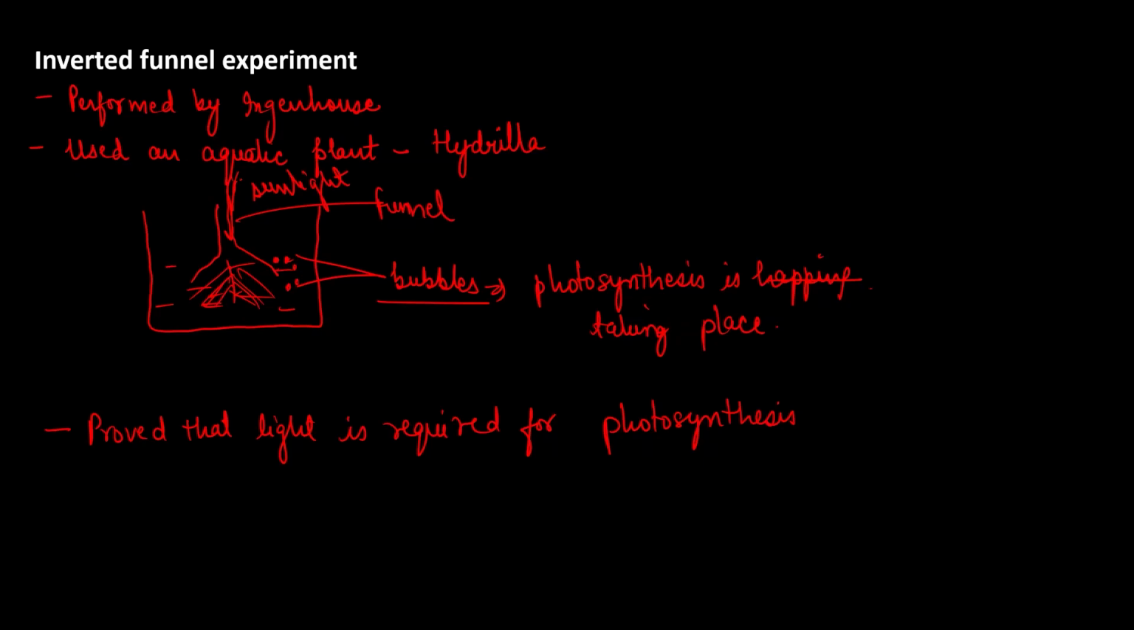Now we knew that light is important for photosynthesis, but we also know that light has a wide spectrum. It consists of rays of different wavelengths, right? So what was the most important wavelength of light that is used for photosynthesis?